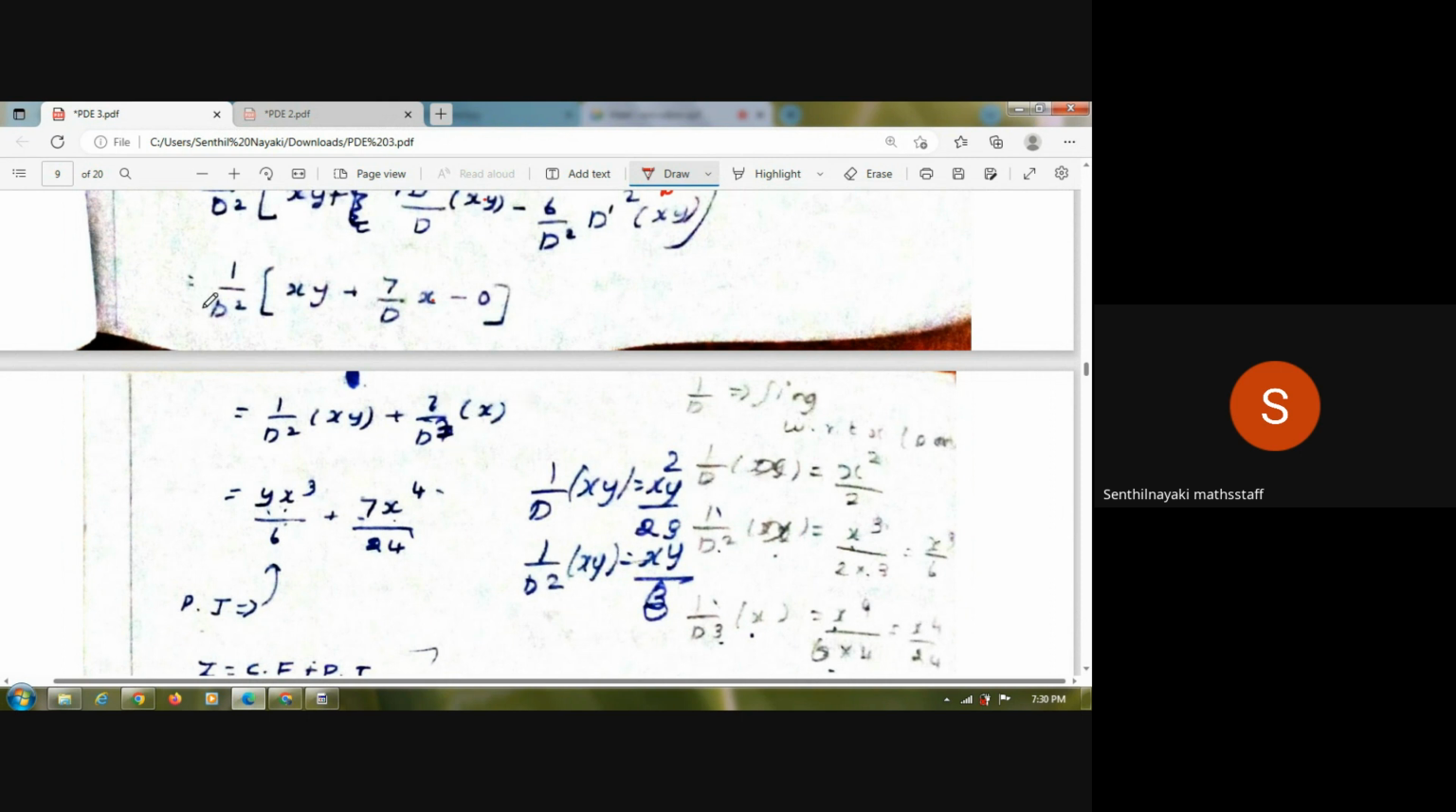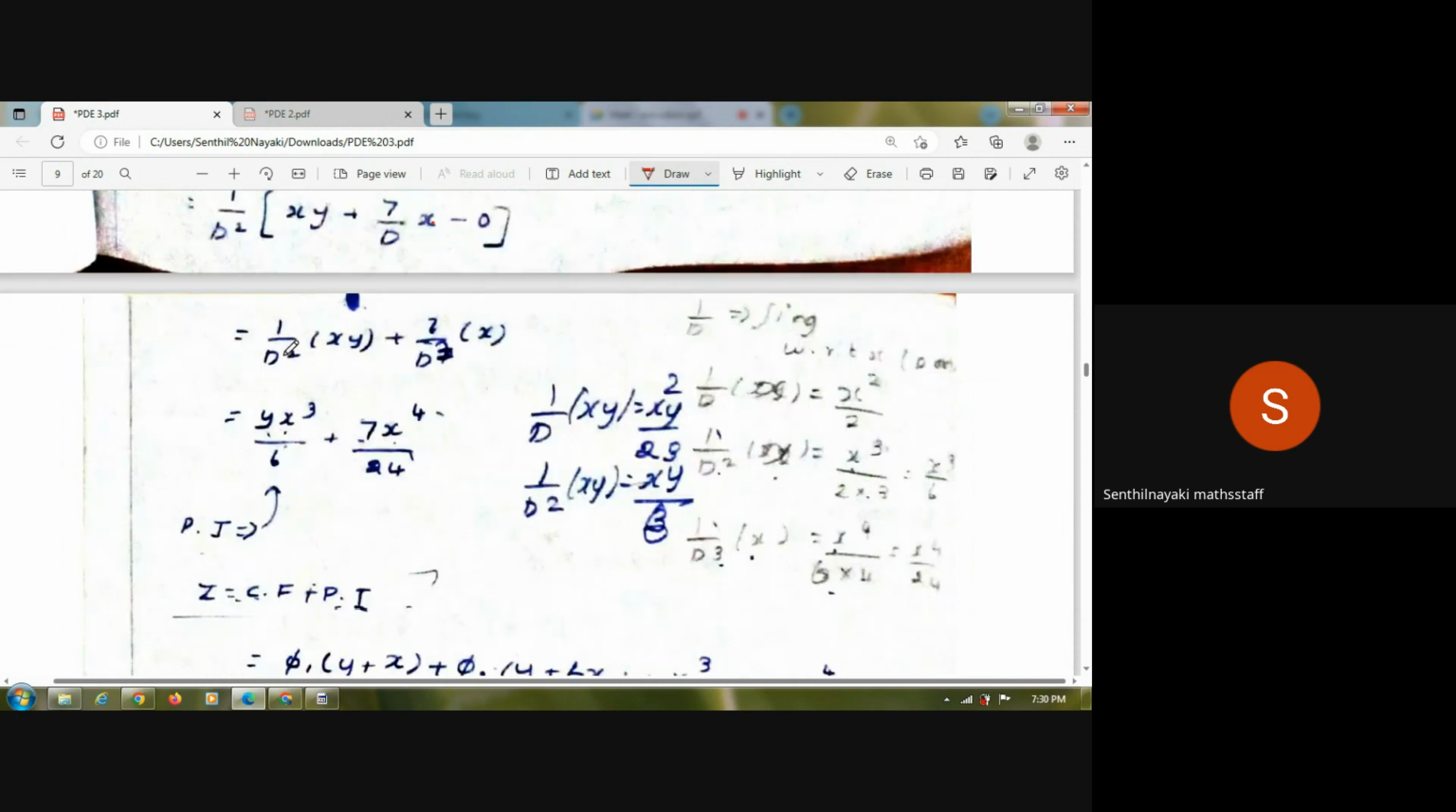So we have to integrate with respect to x. Before integrating, multiply 1 by D^2 in each and every term. So 1 by D^2 of xy, 7 by D^3 of x. So you have to integrate 2 times with respect to x here, and here you have to integrate 3 times with respect to x. If you integrate the first time, x becomes x^2 by 2.